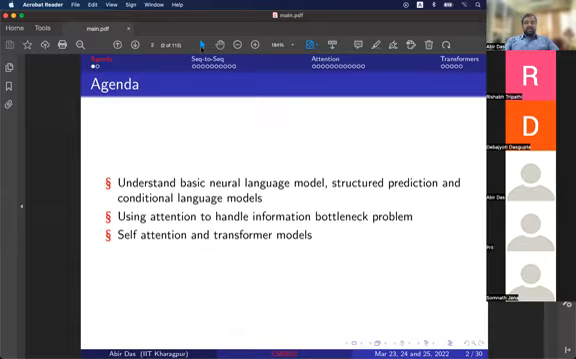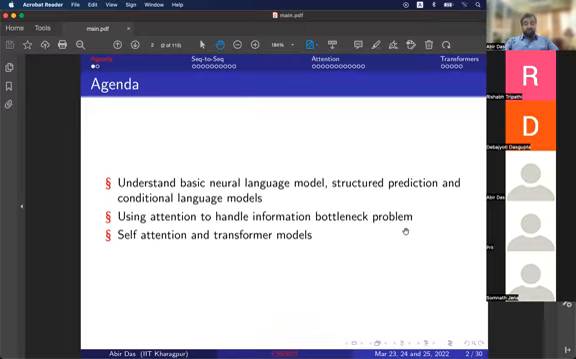So it is understanding the basic neural language model. That's where we will start. What is a language model? What is structured prediction and why is it important? And then conditional language models. What is it conditioned to? What does condition mean? Now, using attention to handle the information bottleneck problem.